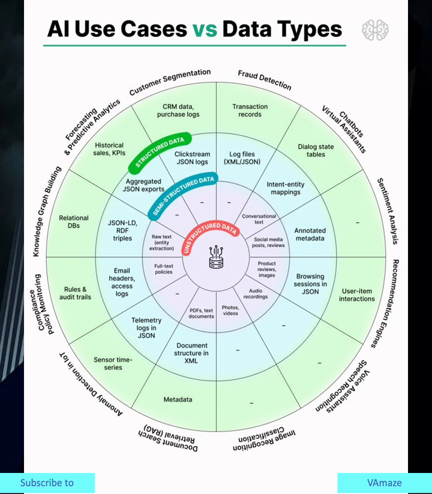The democratization opportunity. As tools for handling diverse data types become more accessible, the use cases shown in this diagram will become available to smaller organizations. The current enterprise-only applications will democratize across industries and company sizes.